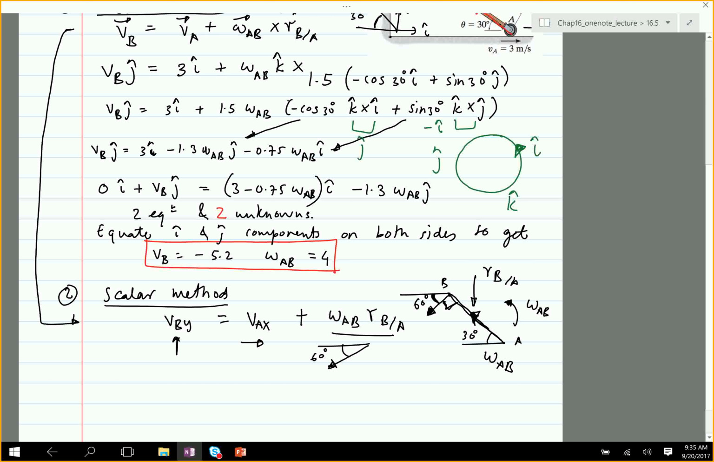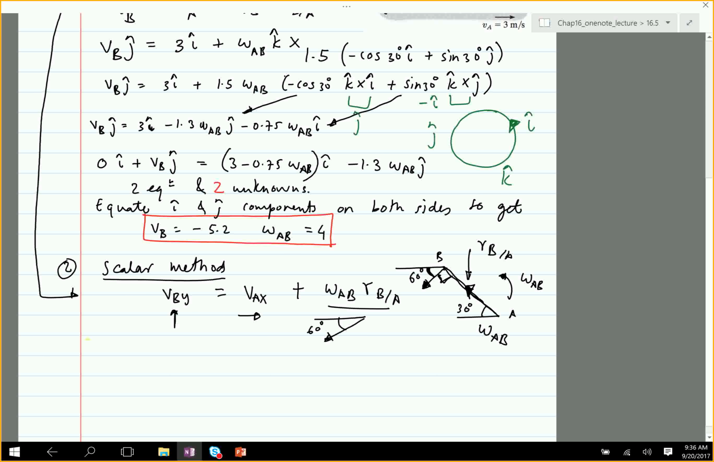It's very important to find the direction, because once I find the direction, now I can write two scalar equations. So along the y-axis we have VBY equals, so I'm going to find the y component of this equation. The y component has only VBY on the left side. On the right side, VA is this way, so that's 0 in the y direction. This vector is pointing at 60 degrees, so I need to resolve it in x and y. I'm only interested in the y, so it's going to point downwards. So it's omega AB, RB with respect to A, sine of 60 degrees, but there's a negative sign.